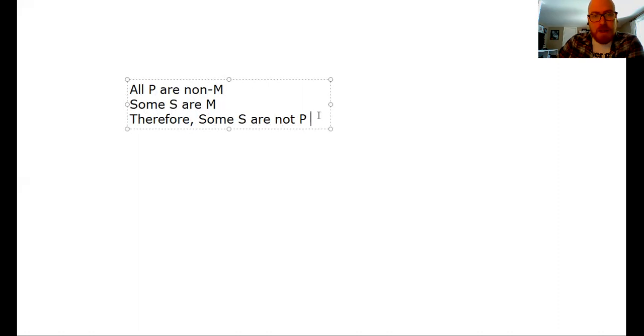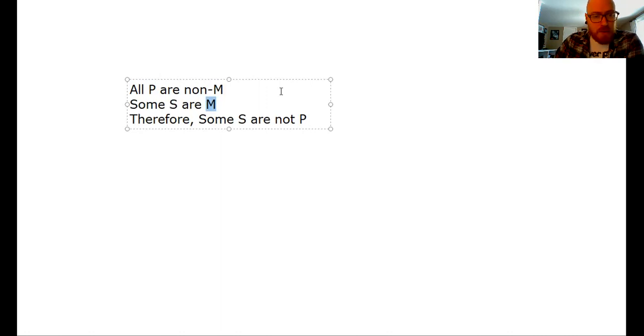Now, as it stands, this syllogism is actually invalid. And there's a couple of reasons why this is the case. First of all, we have more than three terms. We have P, we have non-M, we have S, and we have M. So this commits what's called the fallacy of four terms. A standard form categorical syllogism can only have three terms.